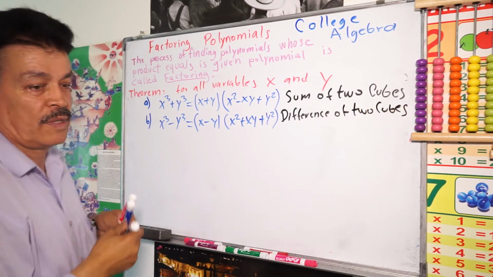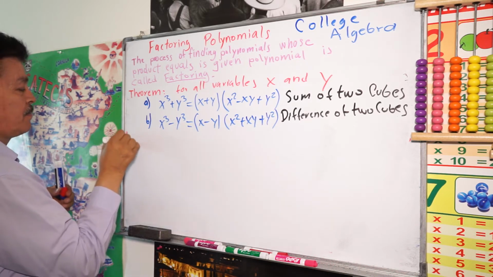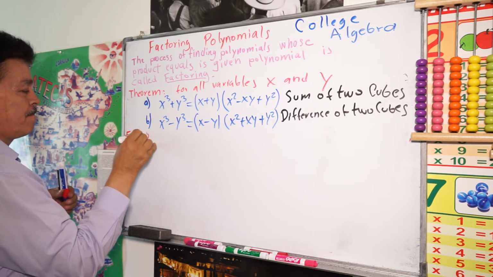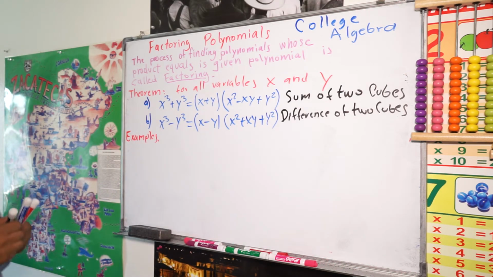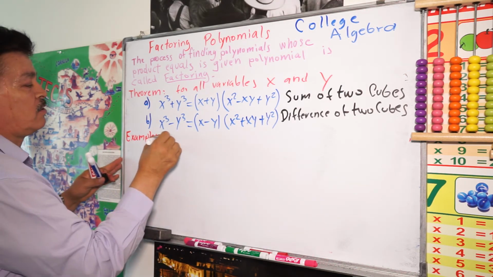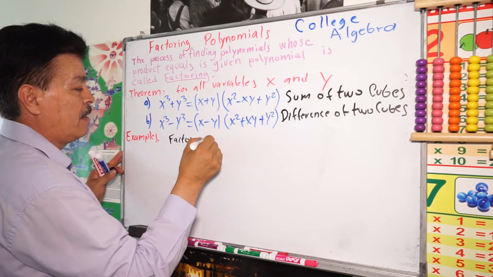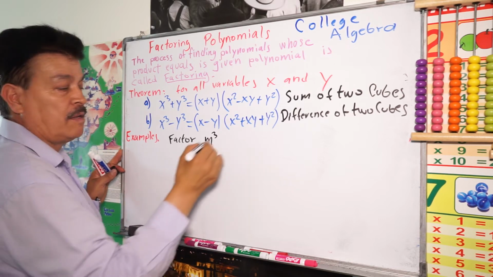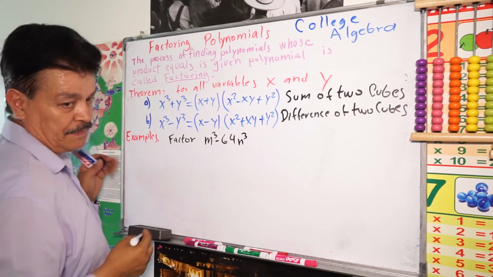Okay, different with two cubes. Let's try some examples. Find a factor. Let's factor m squared minus 64 n to the third power.